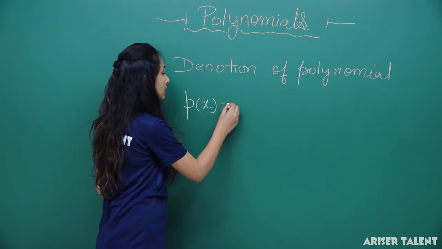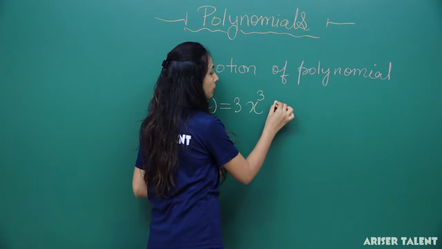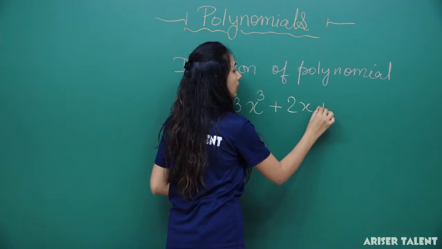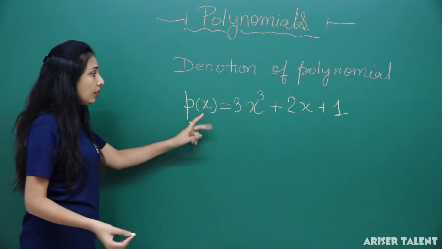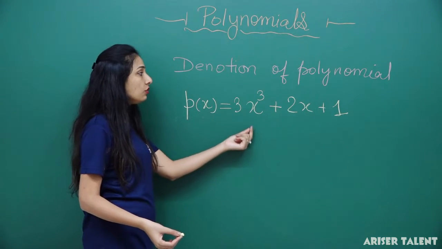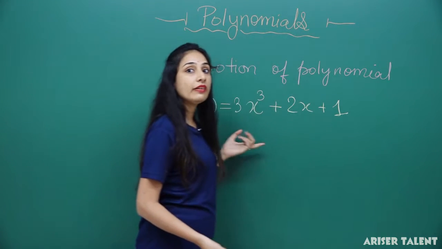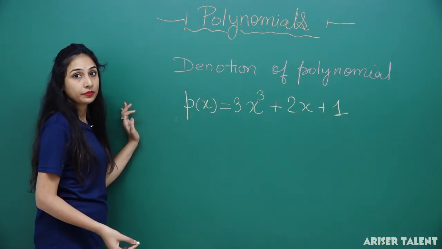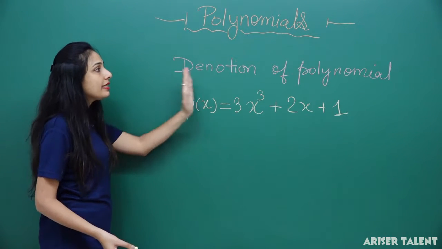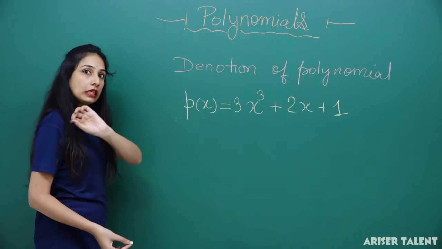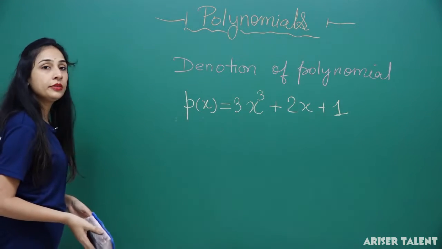That means P(x) equals 3x cube plus 2x plus 1. Let's suppose this is a polynomial. So polynomial of x equals 3x cube plus 2x plus 1. This is our polynomial expression. Understood now how to write a polynomial? So this is basically the denotion of polynomial. Then what next? Note it.